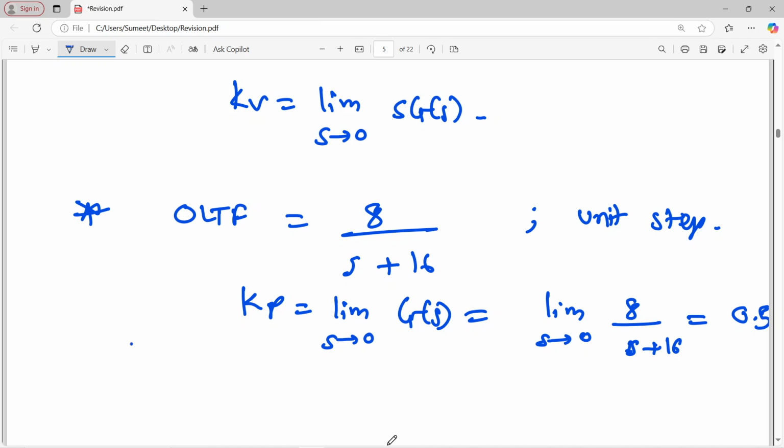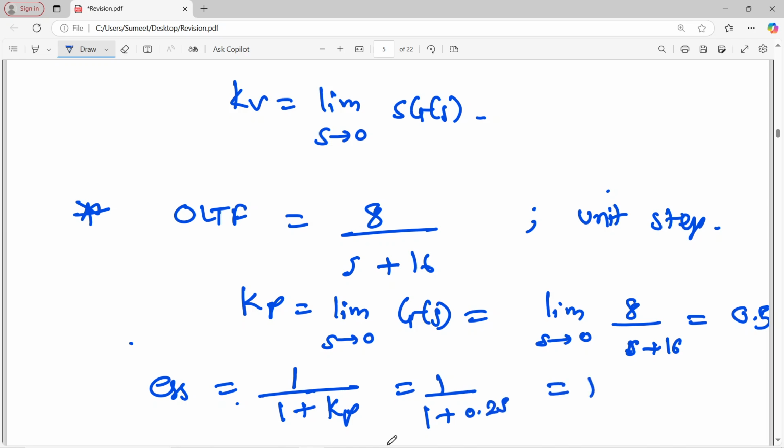Now the steady state error will be: the A value is 1 because they have simply mentioned unit step input, so A we have to take as 1. Then the steady state error will be 1 upon 1 plus Kp. So 1 upon 1 plus 0.5, whatever value you get, that is the steady state error answer. Now one more example.